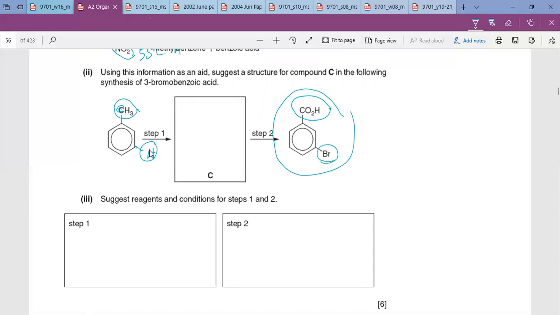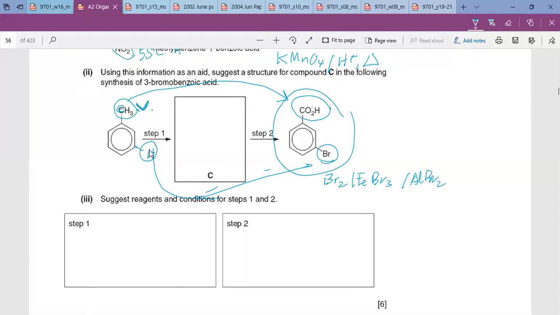So what do I do first? Shall I change this one first to here? Okay, how do you change this one to here? Theory. This is your KMnO4, isn't it? KMnO4, acidified and heat, isn't it? Okay. How do I get the bromine to go to hydrogen here? Very simple also. How? Use Br2, Fe Br3 or Al Br3 or whatever. Okay. And heat. So which one comes first?